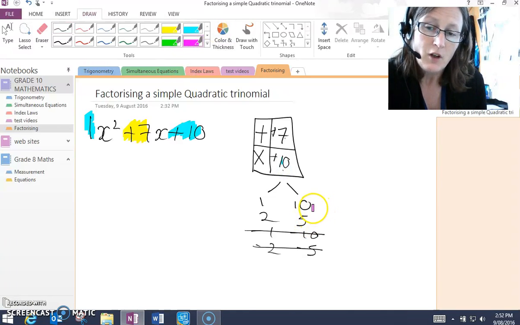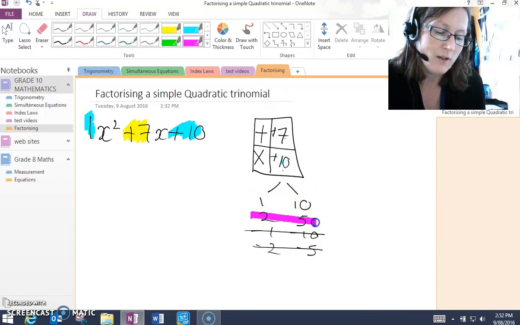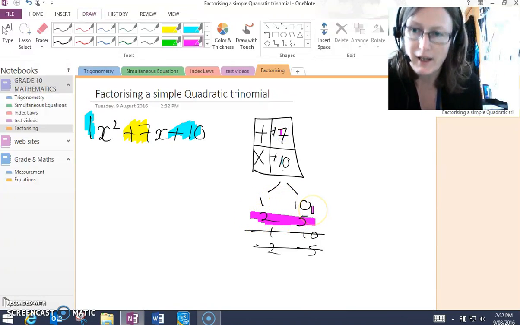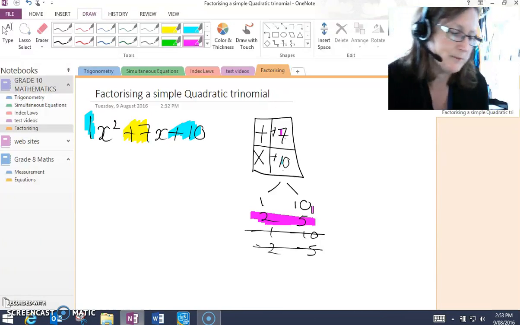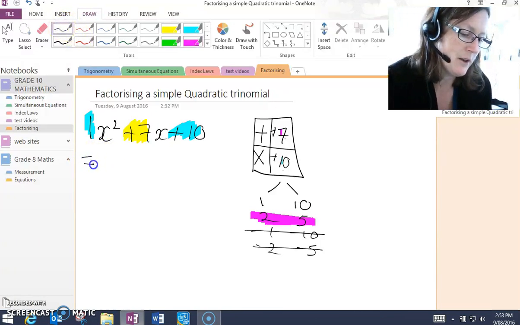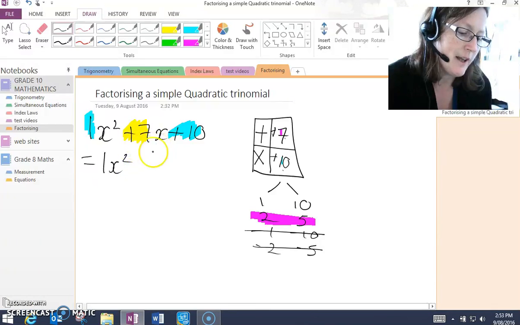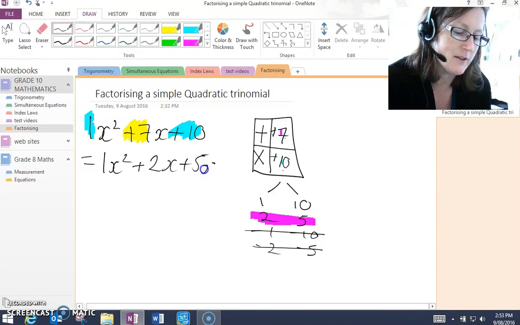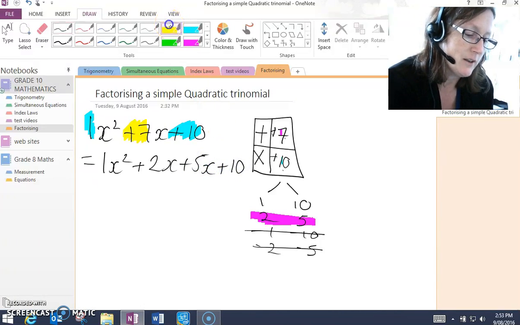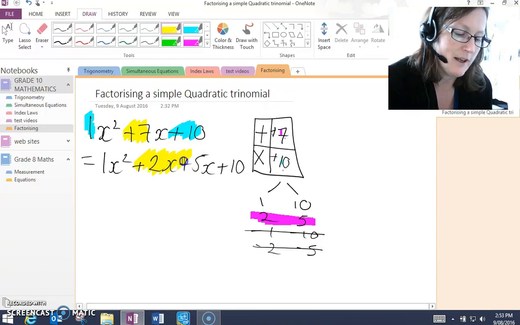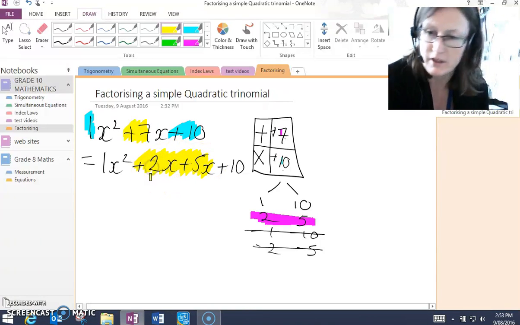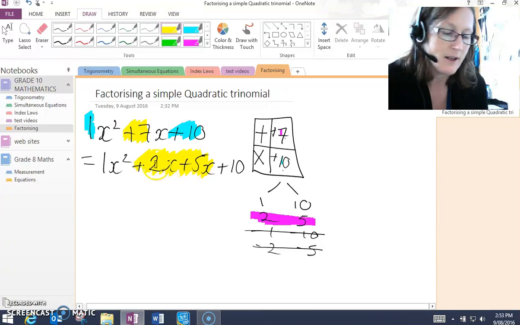So, the factors of 10, 1 and 10, 2 and 5. 2 and 5 also add to 7. So 2 and 5 are the combination that we proceed with. So from here, we write 1x squared and we change the 7x to 2x plus 5x. So I've rewritten the statement from above, and instead of writing 7x, I've written 2x plus 5x. Remember, the 2 and the 5 I got from down here.